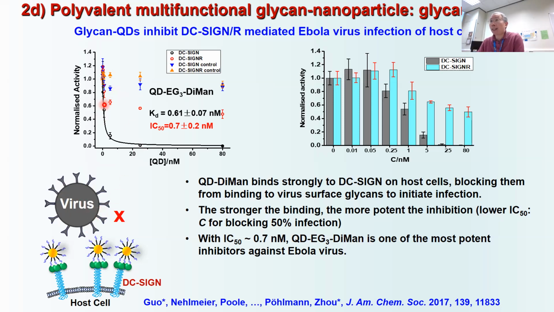And in our case, we found the IC50 is about sub-nanomolar level. But for DC-SIGNR, it's ineffective, which is probably also consistent with its much weaker binding.